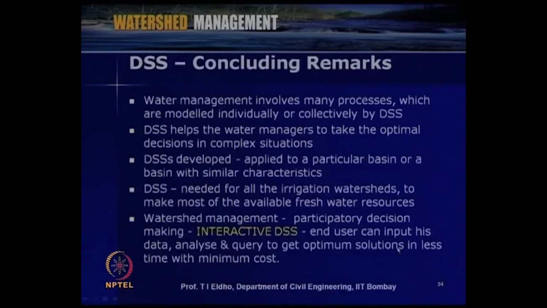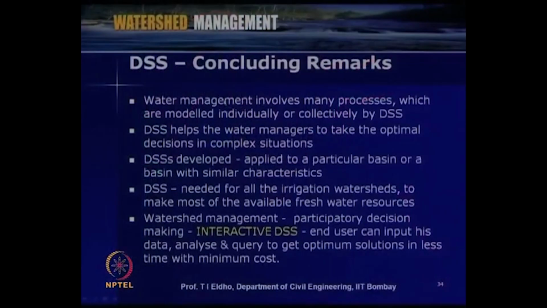So, using such a system the decision maker can decide, okay, if this is the level, what will be the flooding and what will be the benefits, like how much water can be stored. That way, when we put the system in a GIS environment, a decision support system is generated, and that can be used by the decision maker.